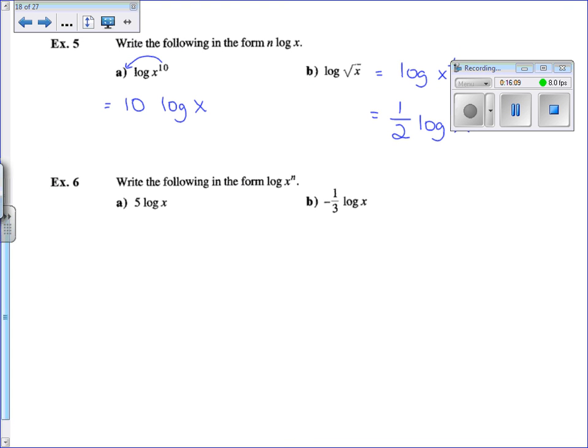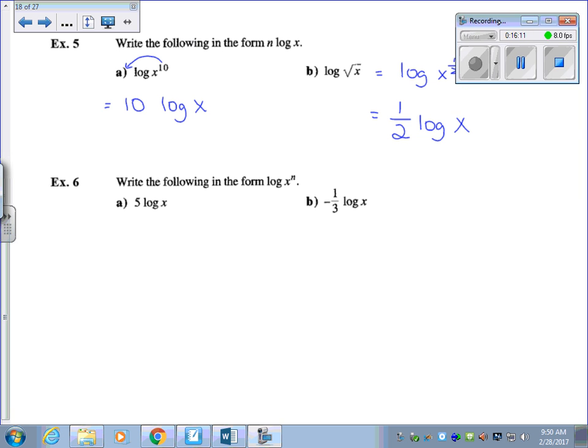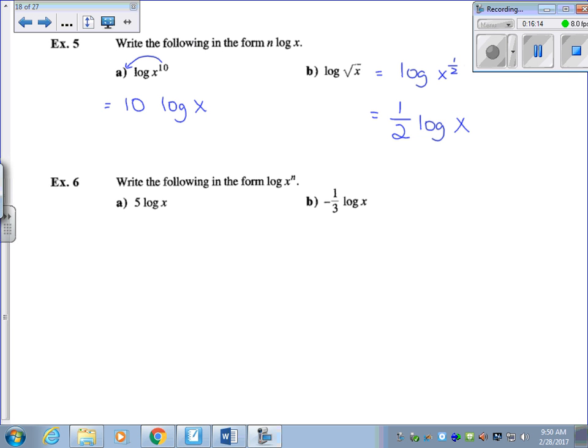So we'll carry on. Now we're going the other way. So we have a coefficient, and we want to write our coefficient as an exponent. So it's going backwards. So the 5 just becomes an exponent on x. So 5 times log x becomes log base 10 of x to the power 5. The negative 1/3 goes out the front and becomes an exponent on the x. So we get log base 10 of x to the power of negative 1/3.